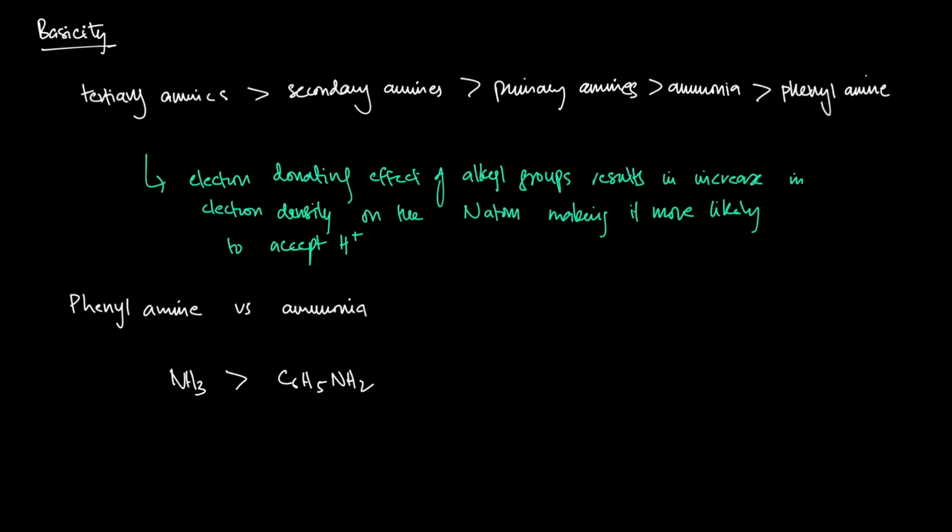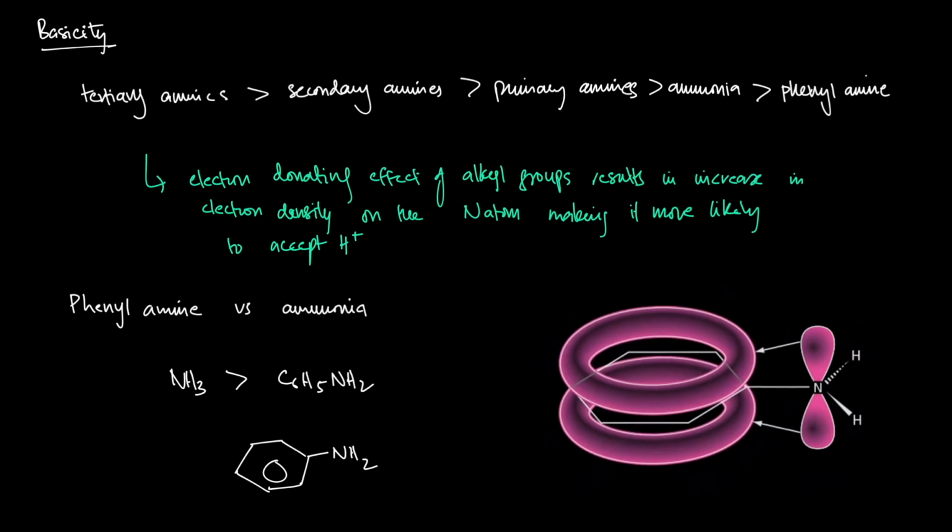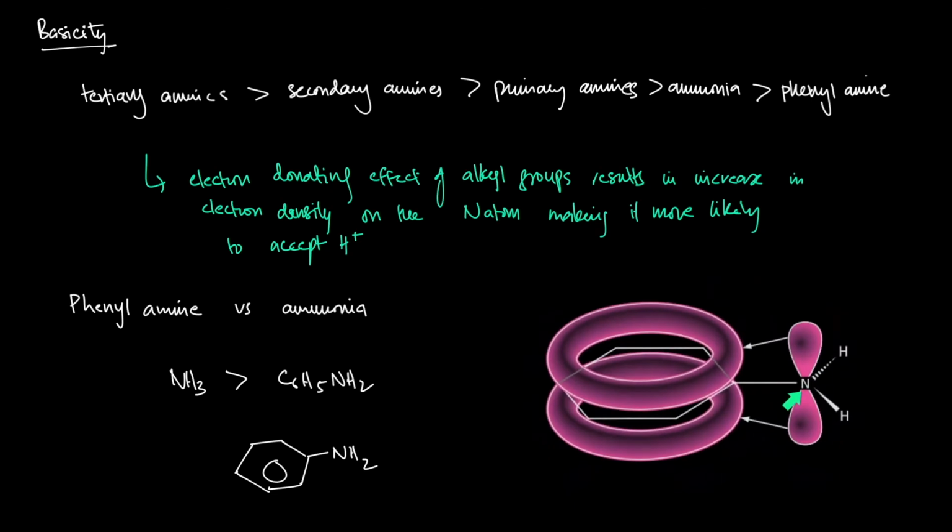And the reason why phenylamine is less basic than ammonia is because if you think about phenylamine, this is what it looks like, right? You have a benzene ring bonded to an NH2, right? And if you look at a 3D representation of the structure, this is what it would look like. Right? The exact same phenomenon is occurring in phenylamine that we saw in phenol.